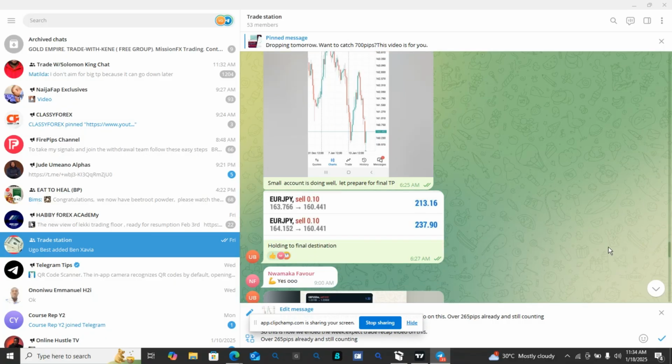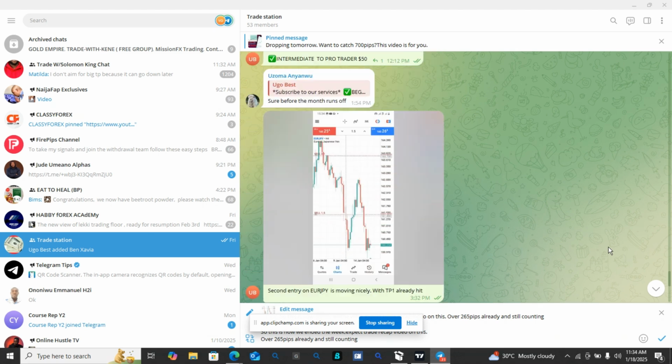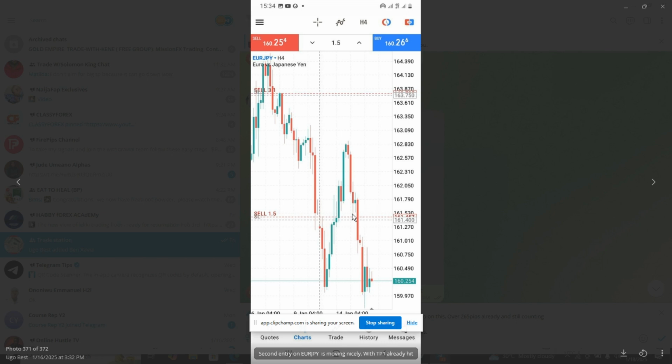Let me check if I can see it. Okay, here it is. I think yes, this is Euro JPY. This is the big account. This is our first entry on the big account, and this is our second entry on the big account. So we are still holding this trade.